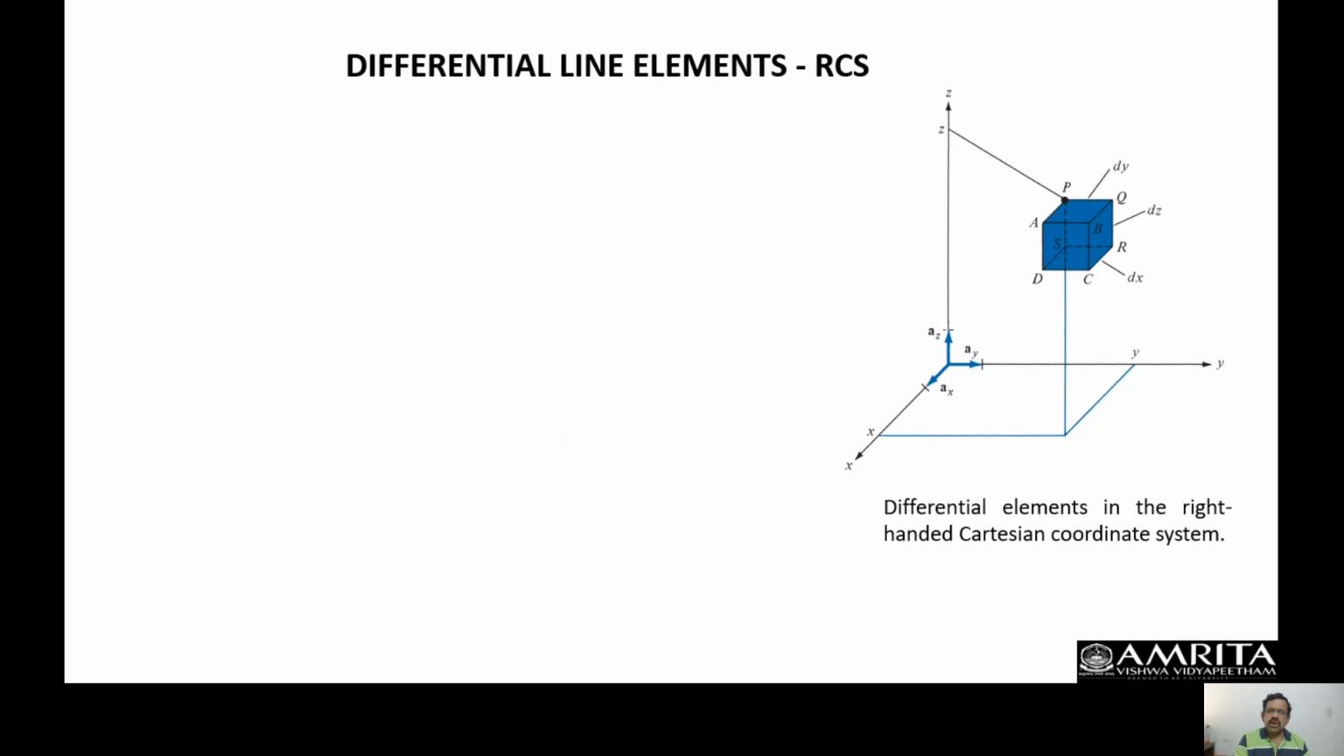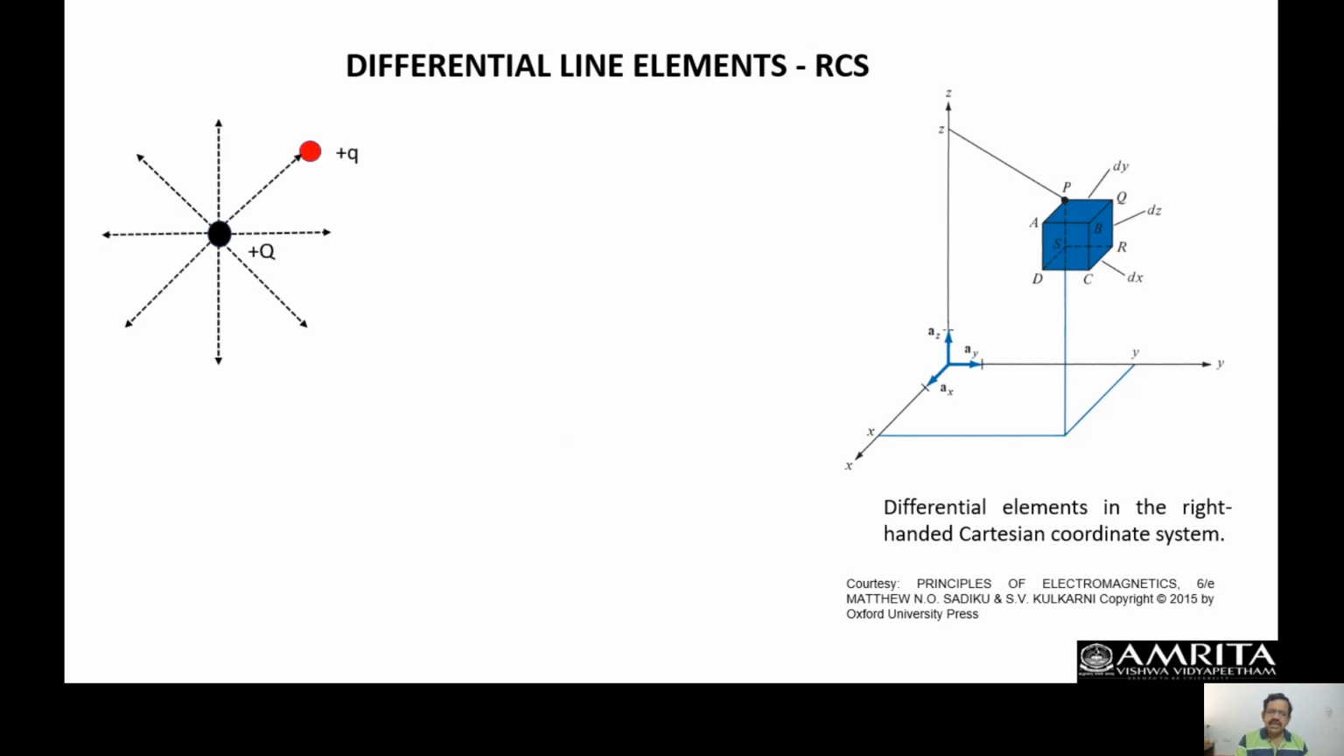So how do I represent this mathematically? Here is how it is done. The mathematical representation for this line element is going to be dx, dy, dz. Where do I use this? Here you see that there is a charge. Again, I am bringing in the concept of field lines emanating from a positive charge. Suppose I call this capital Q the source charge, and I bring in a test charge.